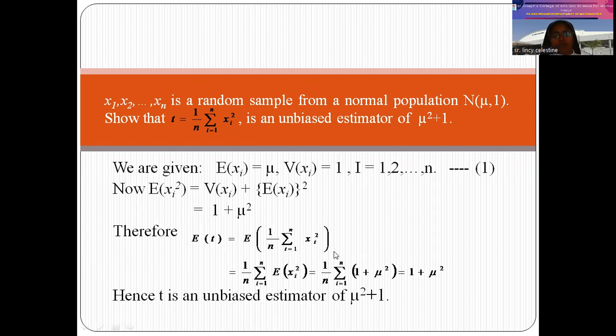Here, the summation value will be 1 by n into n times 1 plus mu squared. The numerator n and denominator n will be cancelled. Then we get the value 1 plus mu squared. Hence, T is unbiased. Since we got expectation of T equal to 1 plus mu squared, we get T is an unbiased estimator of mu squared plus 1. This is the point estimator and this is the unbiased estimator. By this, we can find out how the unbiased estimator value is found. Okay, thank you.